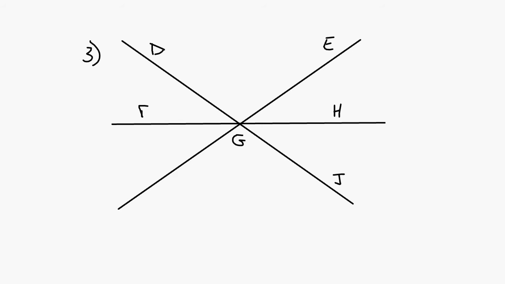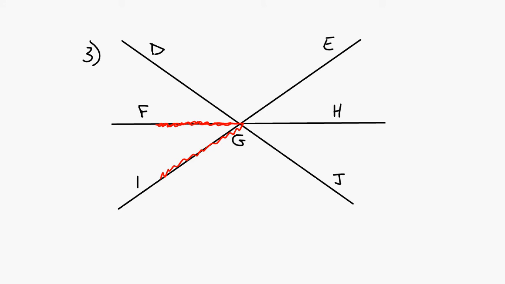Number 3. Number 3 is talking about a vertical angle. Vertical angles are opposite of each other. So we got this picture here. And what do we got? EHJG. DFI. Vertical to FGI. So vertical to FGI. Vertical to this angle right here.